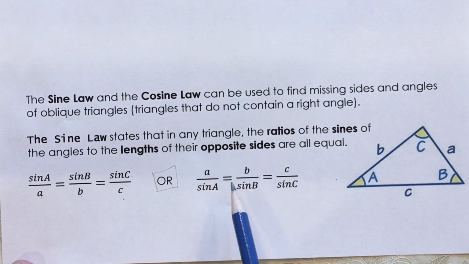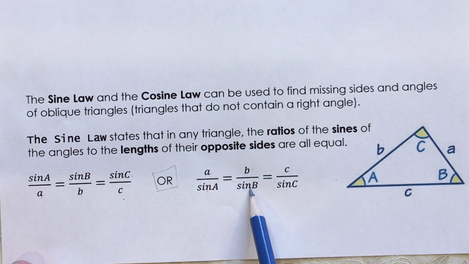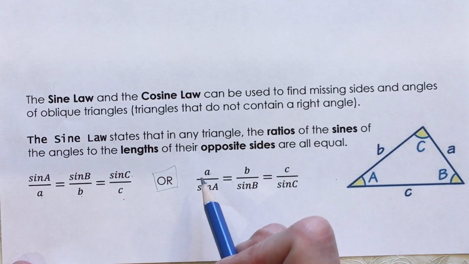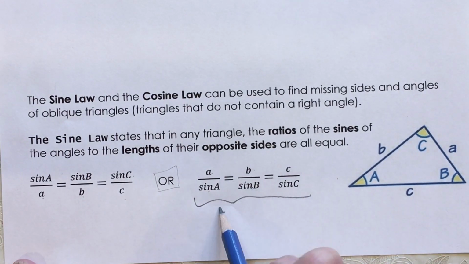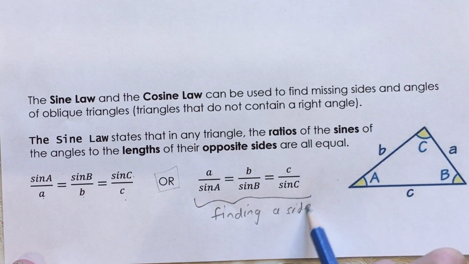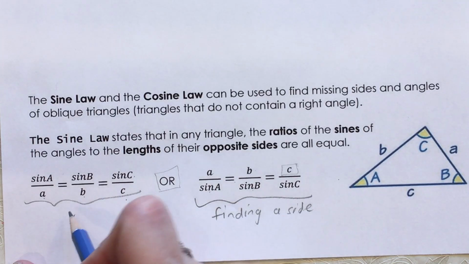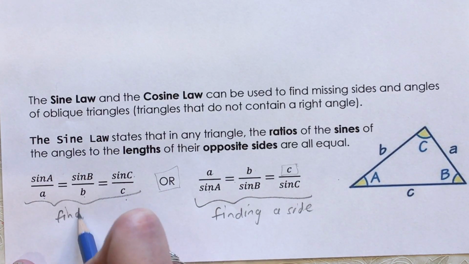Or you can just flip everything upside down and have the length of side A over the sine of angle A equal to the length of side B over the sine of angle B is equal to the length of side C over the sine of angle C. They're the same formula, just flipped upside down. You would want to use this version if you were finding a side, and the reason is because the sides are located on top where it's easier to solve for them. And you would want to use this version if you were trying to find an angle using the sine law.